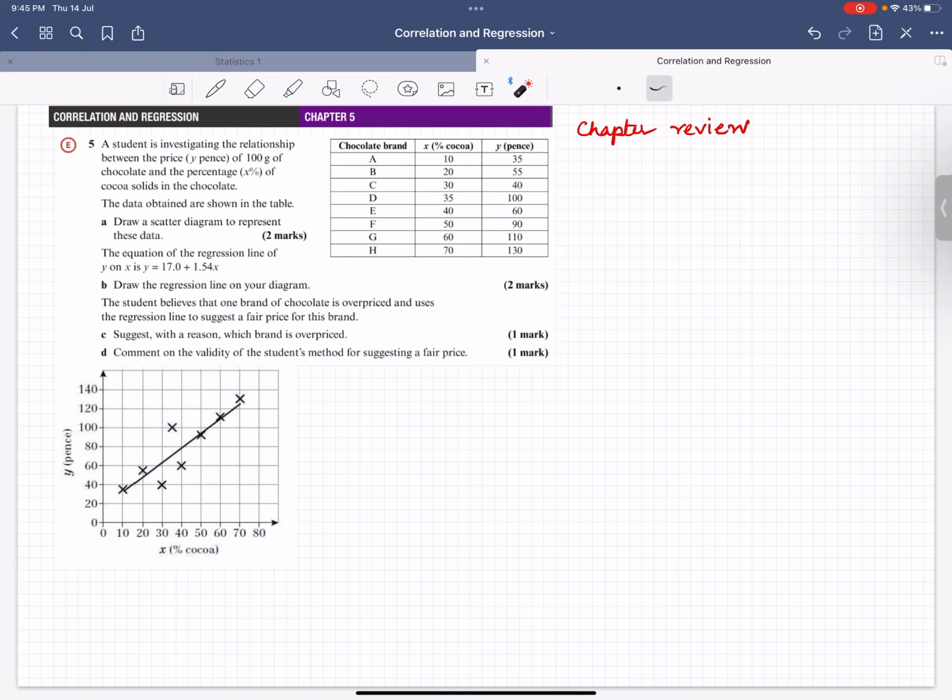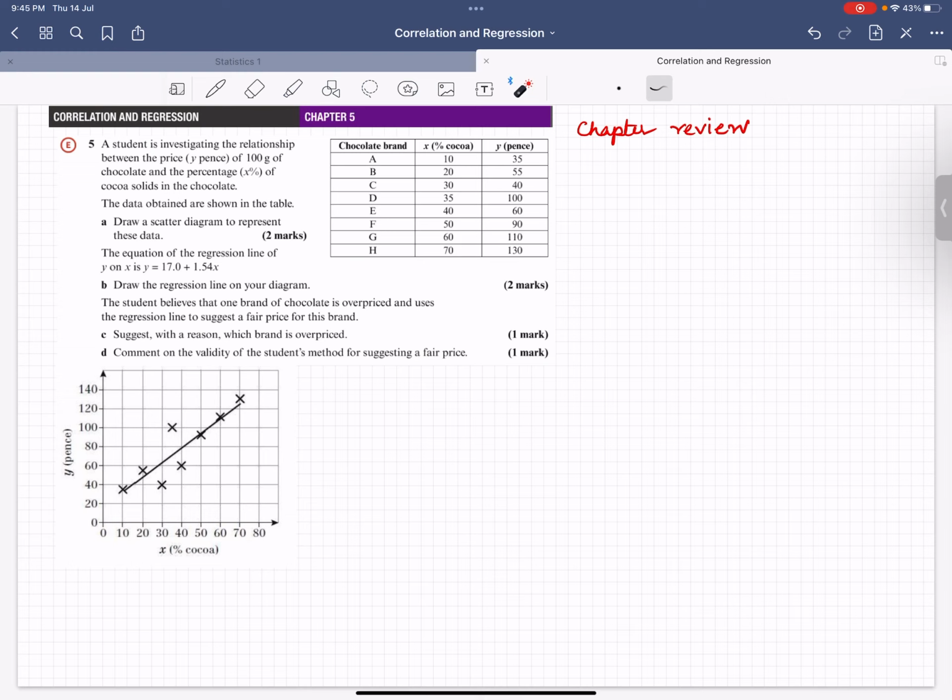If we observe the table, we see that as the percentage of cocoa in chocolate is increased, the price of the chocolate also increases. Moving on, the data obtained are shown in the table. Draw a scatter diagram to represent these data. I have already taken an extract of the scatter diagram just to save time.